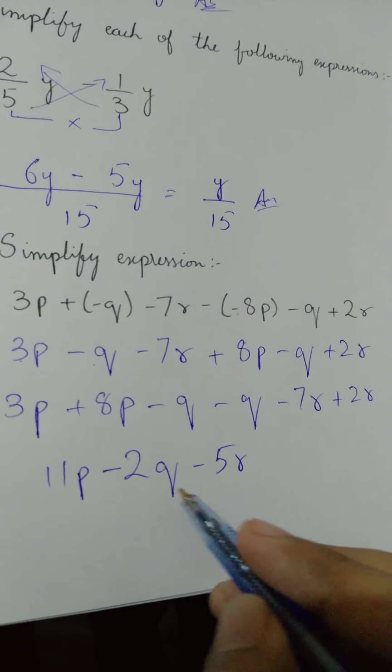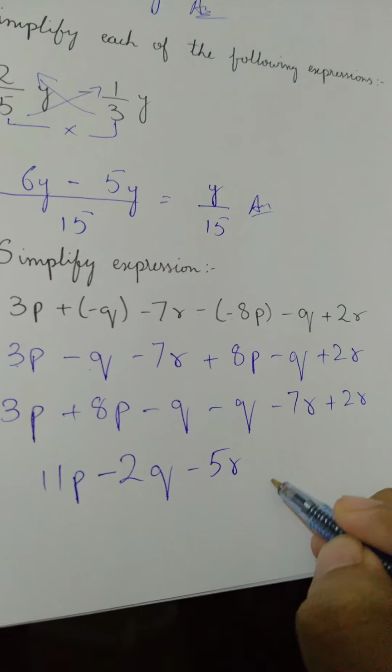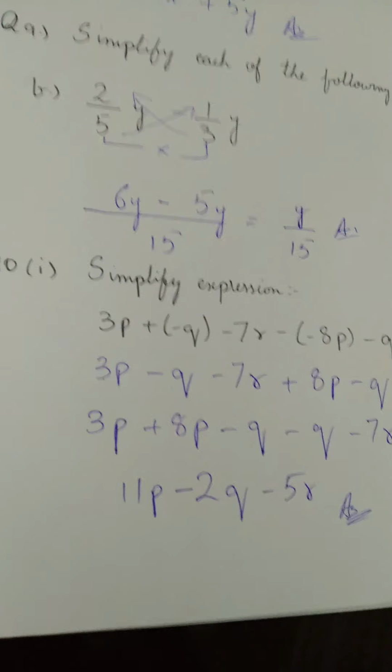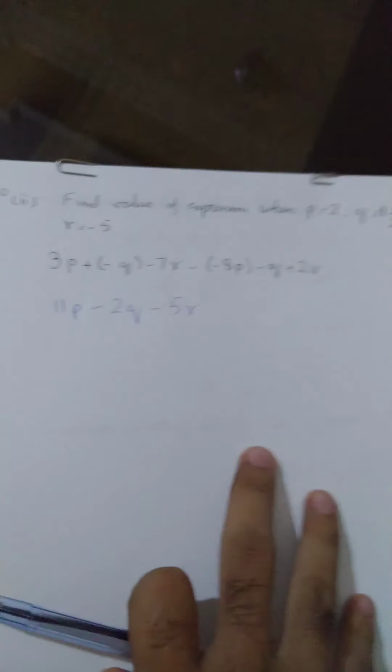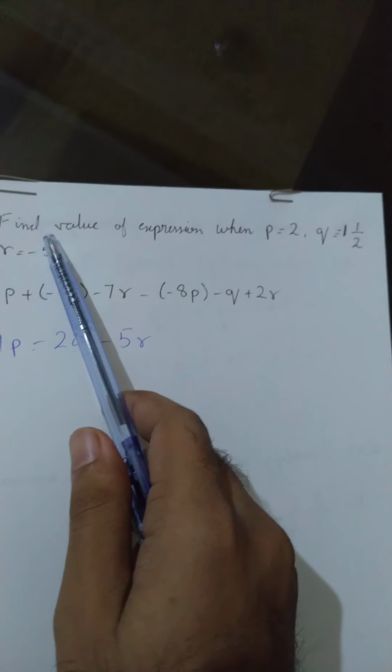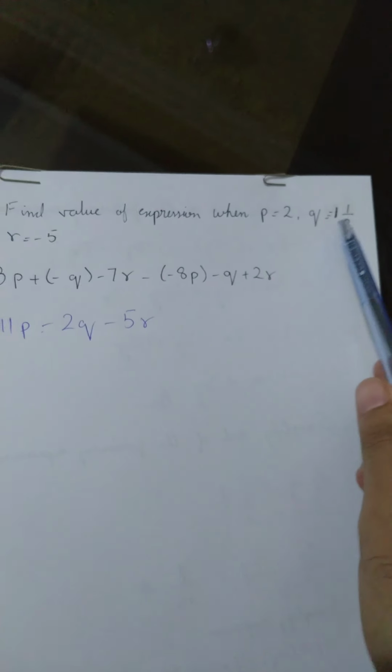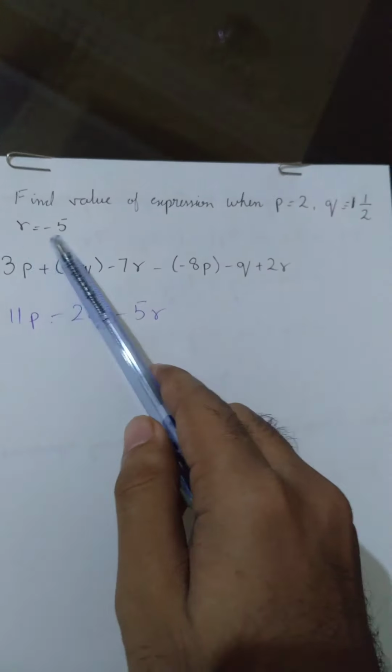So 11p minus 2q minus 5r, this is our simplified expression, and this is the answer for part 1 of question number 10. Okay, here we have question number 10, part 2. It says find the value of the expression when p equals 2, q equals 1 whole number 1 upon 2, and r equals minus 5.